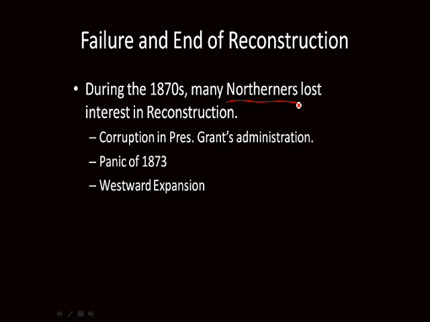We have corruption in the president's administration. Scandals start to pop up, and people start being concerned with that. The Panic of 1873, that's not going to be a good thing. That's an economic period where people are suffering. They're losing money. They're losing land. They're losing homes and businesses. All right, so if your day-to-day life is impacted, you're not really going to care too much about somebody else's.